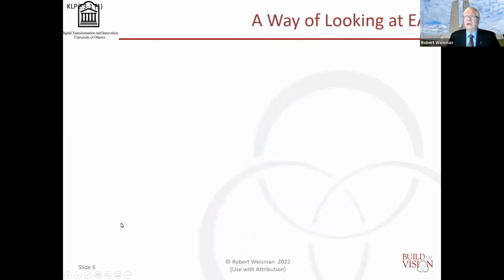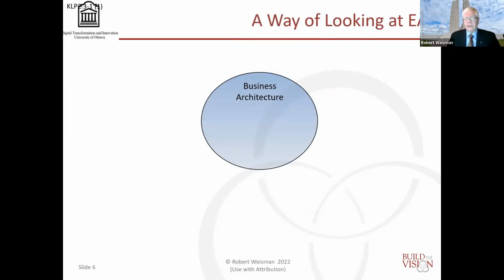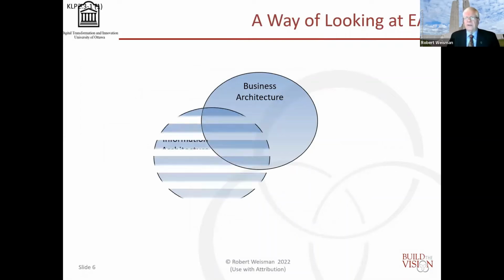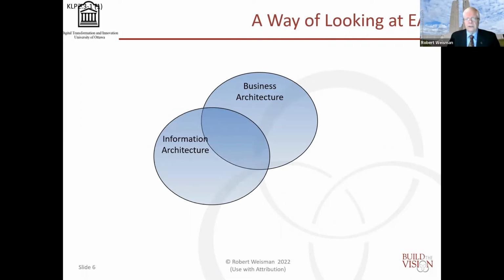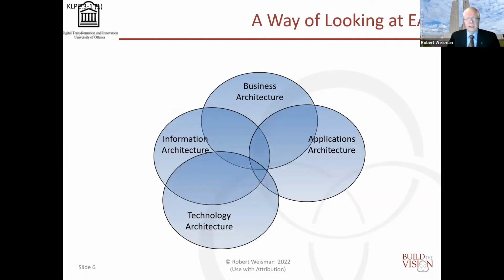Okay, for that. Now, a new way of looking at enterprise architecture is you have a business architecture. How does a business fit together? You have the information architecture. How does the data and information support the business? You have the applications architecture, the services. You have the technology architecture, which is the underlying information infrastructure, if you want to call it something.